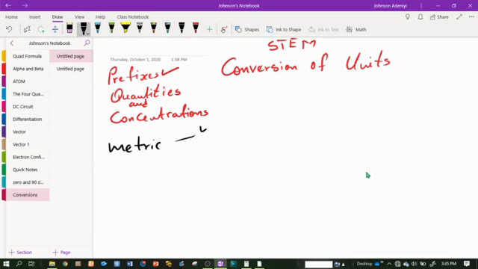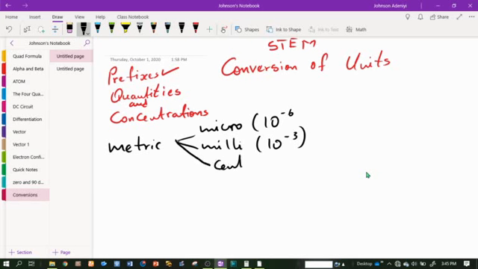We have the micro. Micro simply means 10 raised to the power minus 6, that is one millionth. Then we have the milli, which is 10 raised to the power minus 3, a thousandth. Then we have the centi. Centi is 10 raised to the power minus 2, that is a hundredth. Then we have the deci, which is 10 raised to the power minus 1, a tenth. So all you need to remember for your conversion in the metric system are these four.